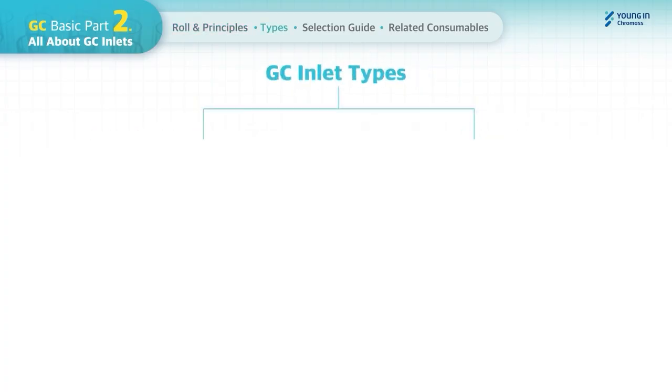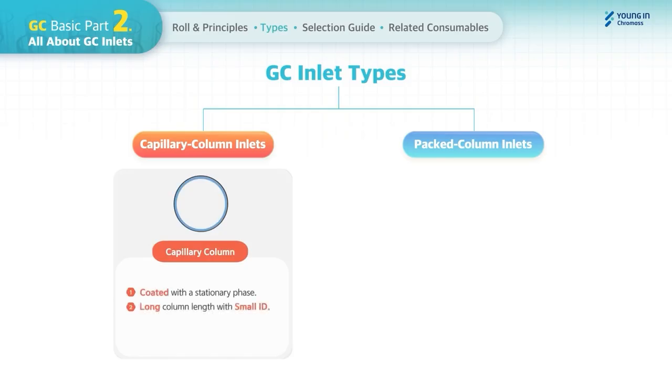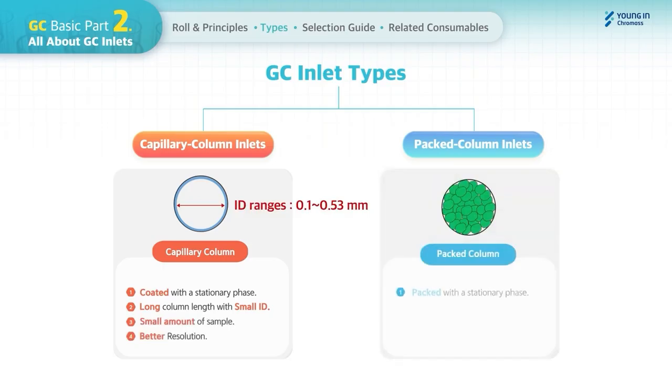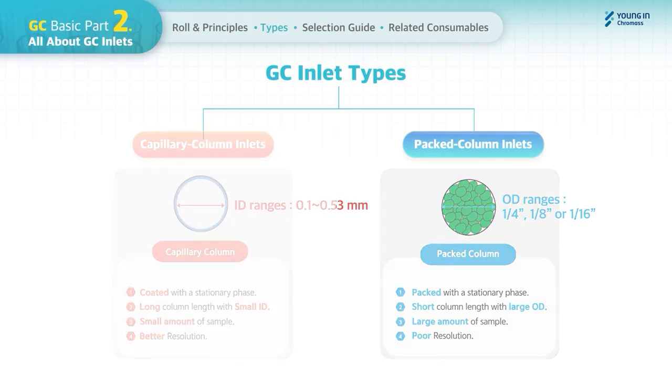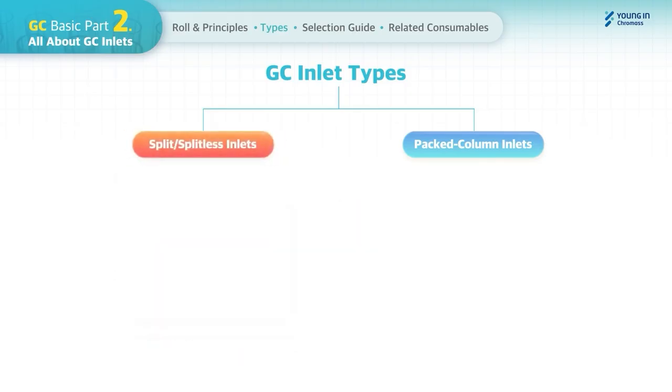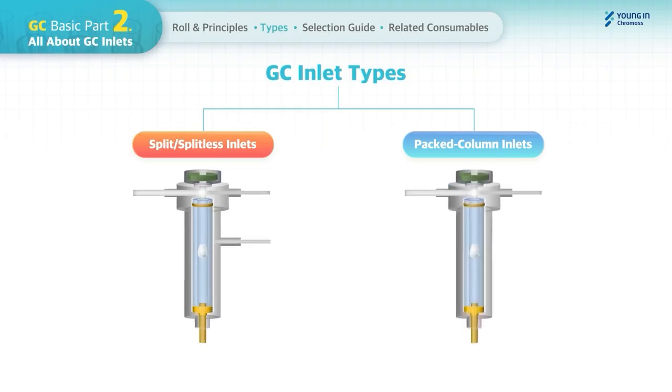GC inlets are commonly categorized into two types, which are capillary column inlets and packed column inlets. Capillary column inlets utilize a capillary column with the following properties and inner diameter ranges, and packed column inlets can utilize a packed column with the following properties and are preferably indicated with these outer diameter ranges. The mostly used inlet in capillary column inlets is a splitless inlet. We will talk about more details of schematic gas flow by inlet types.